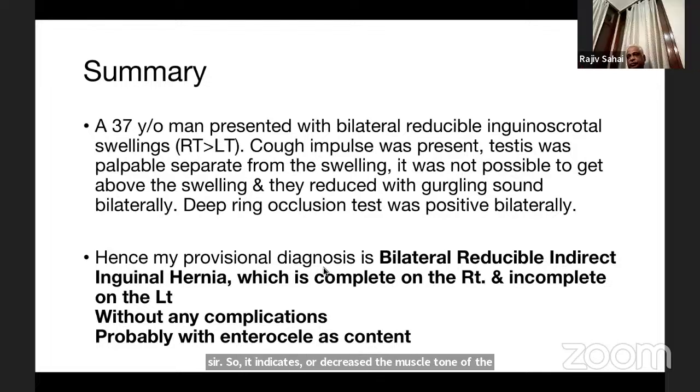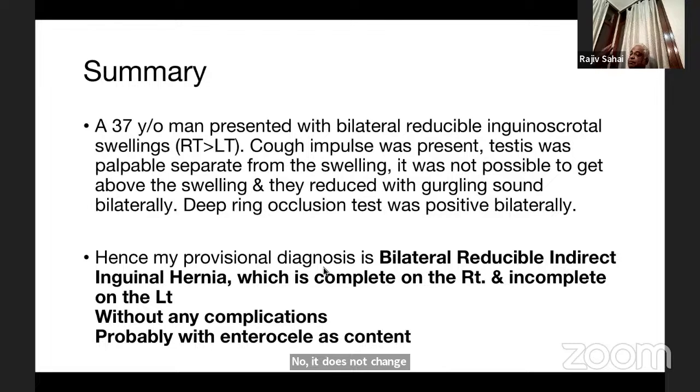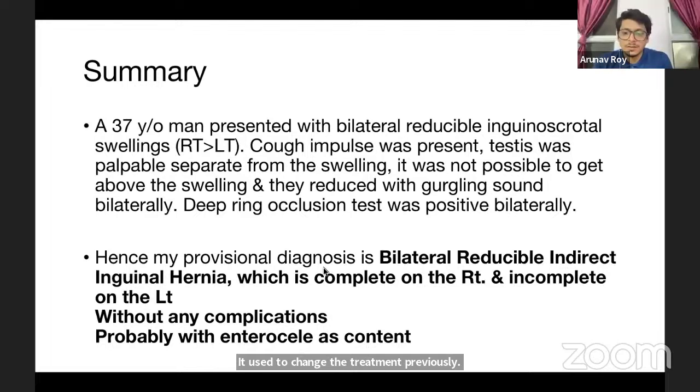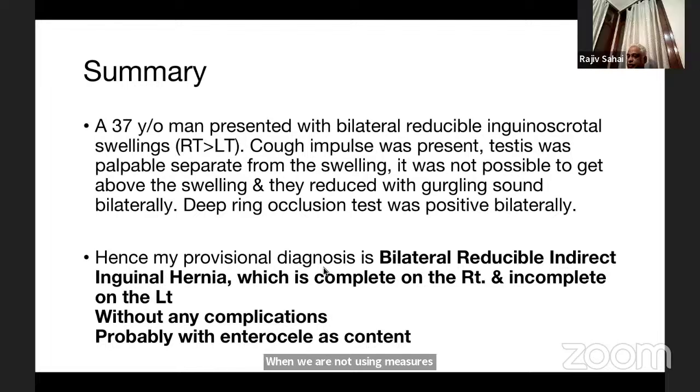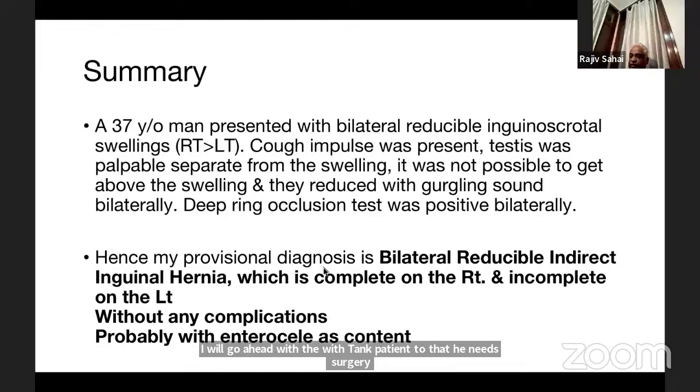So does it change your treatment? No, sir, it does not change my treatment, sir. It used to change the treatment previously when we were not using meshes. Yes, sir. Okay, now what will you do? I would go ahead with telling the patient that he needs surgery. Okay, you'll counsel the patient for surgery. Yes, sir.